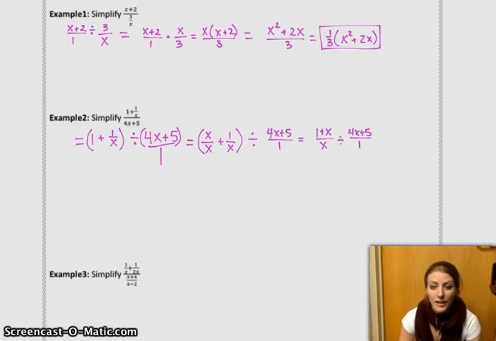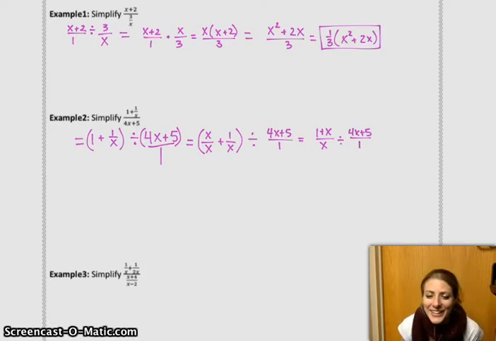And now I have a normal fraction division problem. Remember, what is algebra all about? It's about taking things that you don't know what they are and rearranging them and making them look like something where you do know what they are, and then you know what to do with them. So that's what we did.